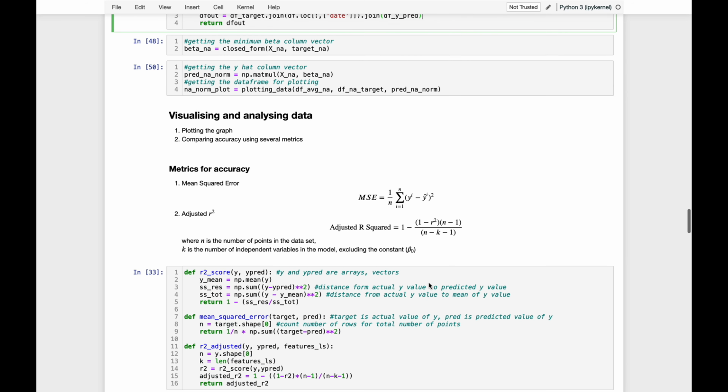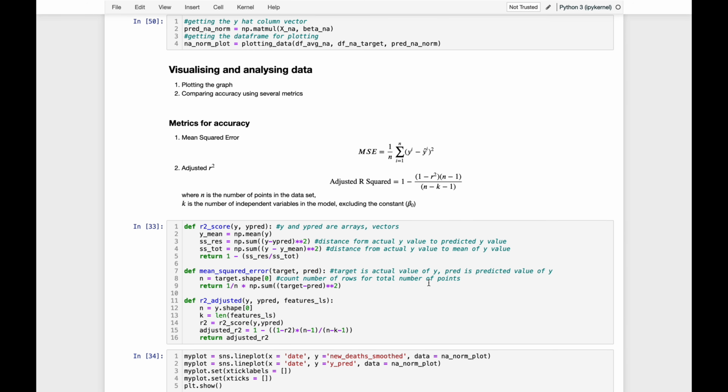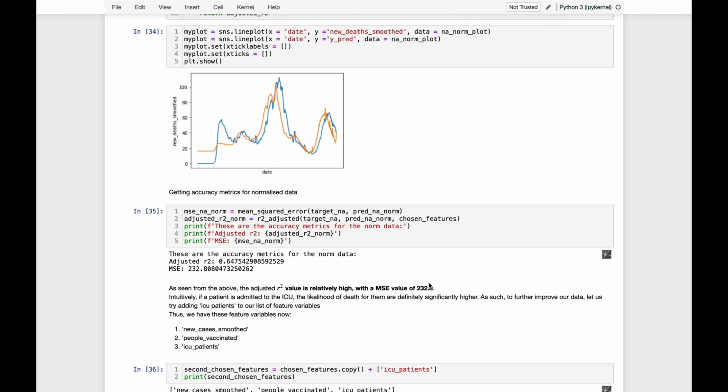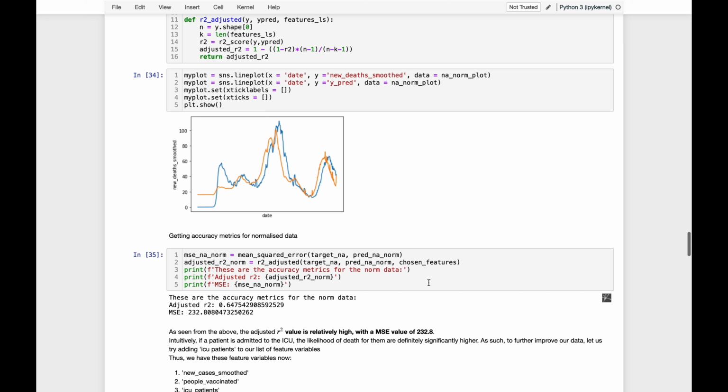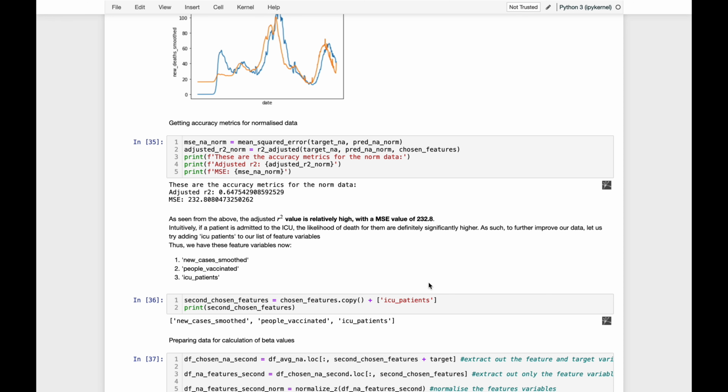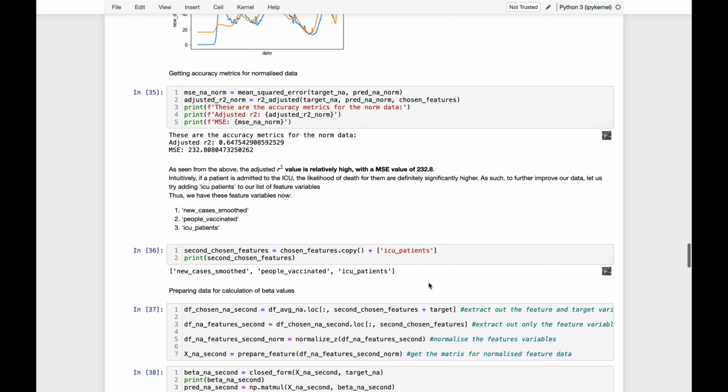Afterwards, we used 2 different metrics to compare the accuracy of the data. First one being mean squared error, then the second one being adjusted R square. So using line plots, we were able to compare and see the trend for the predicted Y value and the actual Y value. Seeing that we can improve the model further, we decided to add in one more feature variable.